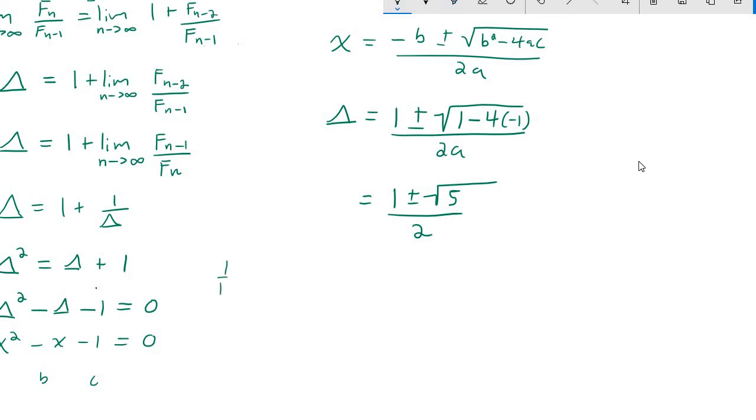Because we're taking a sequence of positive numbers, right? Dividing these sequences of positive numbers. So there's no way, as these positive numbers get larger, there's no way we could ever have a negative in here. So the solution must be when we have this plus sign. In other words, delta, which was our limit, is 1 plus the square root of 5 divided by 2, and this is the golden ratio.